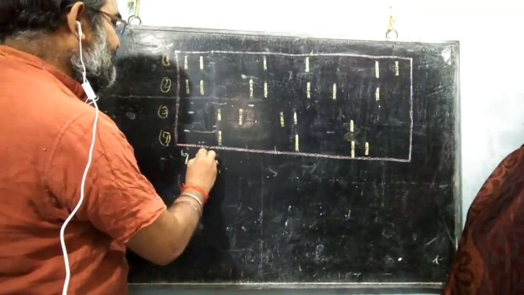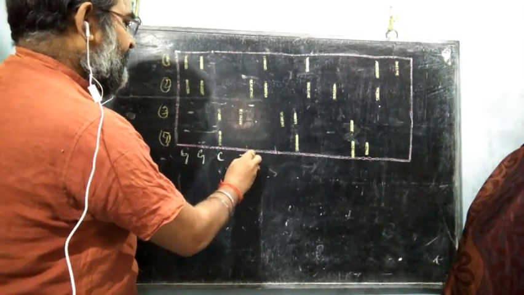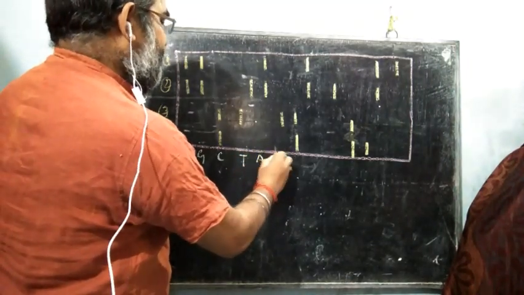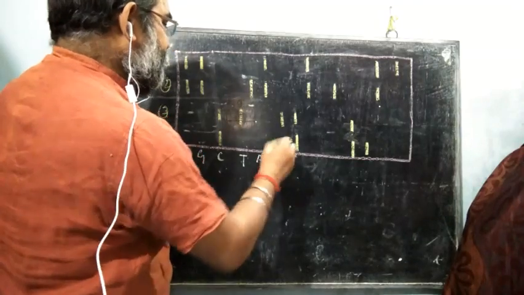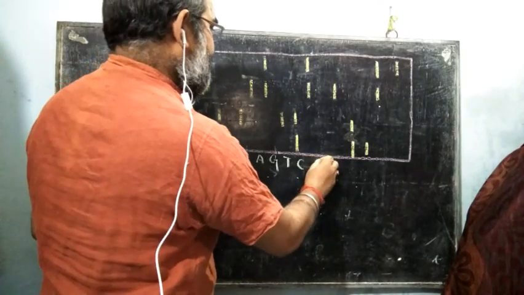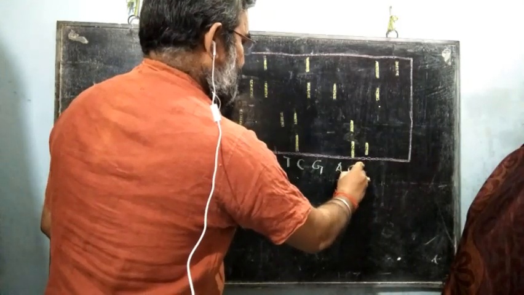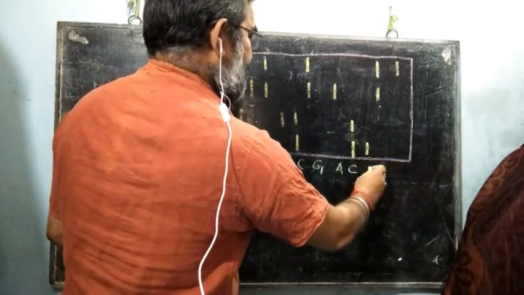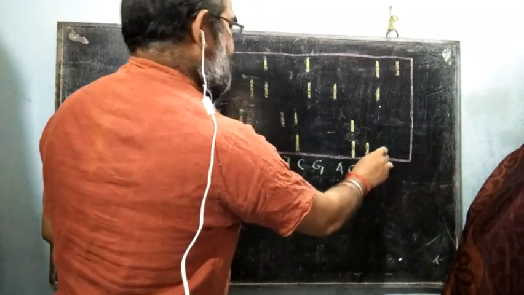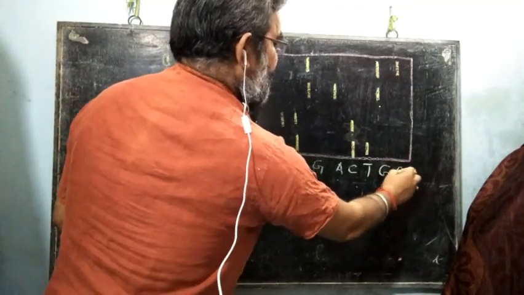Here the band again represents G. Here it is C. Here it represents T, A, G, T, C, G, A, C, T, and G and A.